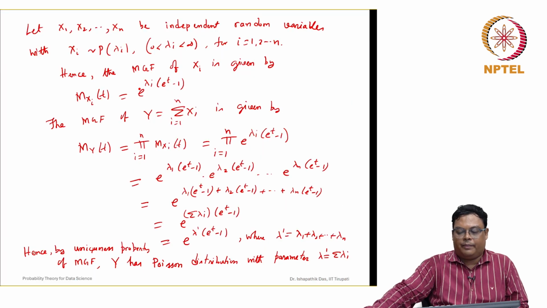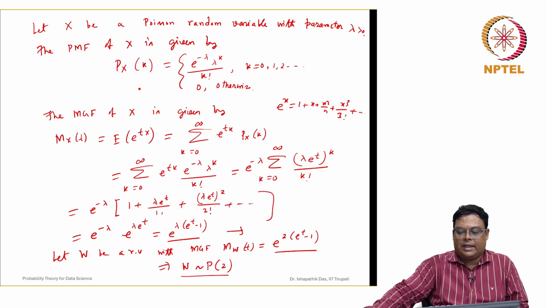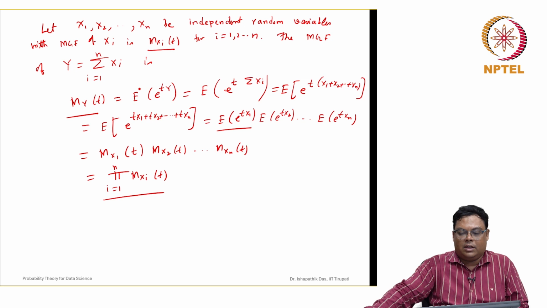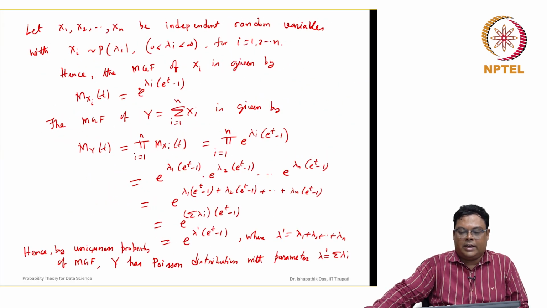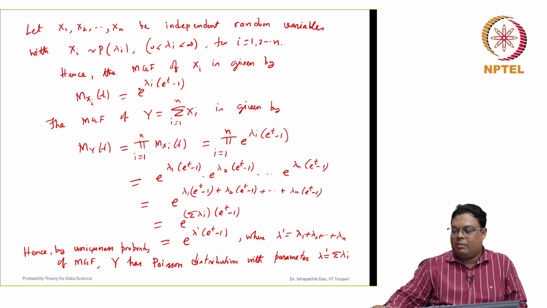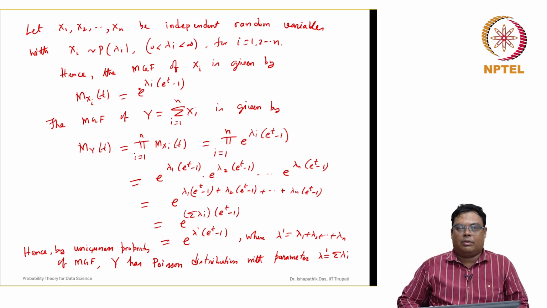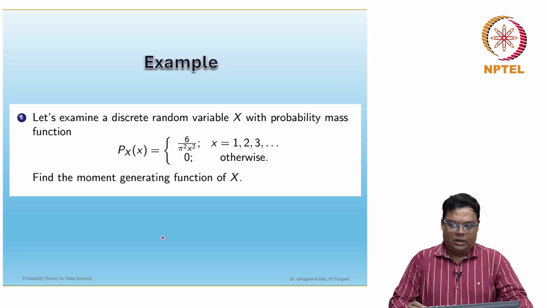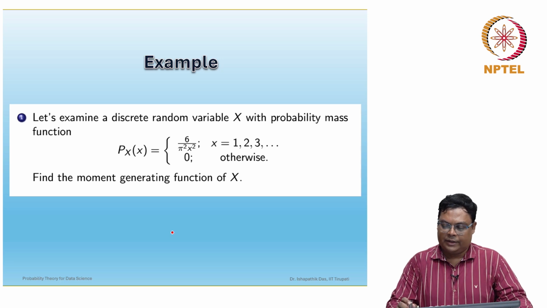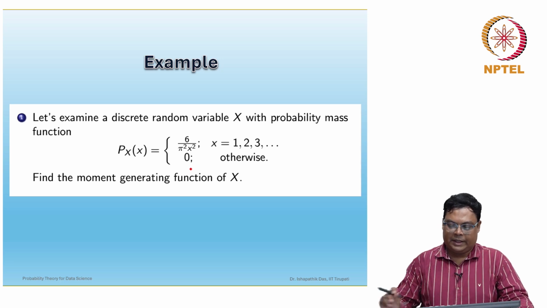So first of all, we found that in all of these cases the moment generating function exists, but we discussed that the moment generating function may or may not exist. So let us discuss an example where the moment generating function may not exist. Let us consider this example, a discrete random variable X with probability mass function given by this.